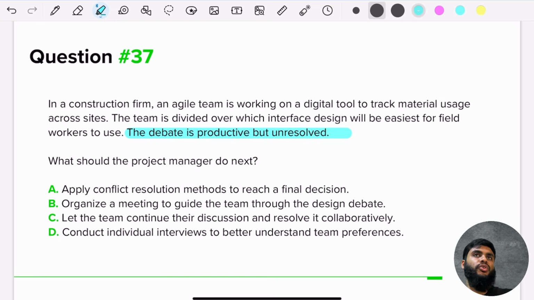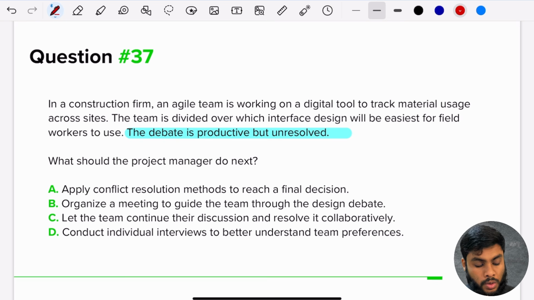So they're not fighting each other. They're not getting at each other. It's productive, but the situation has not been solved. What should the project manager do next? So we need to solve this problem. We need to figure out how we can get everyone on board. Apply conflict resolution methods to reach a final decision. We'll talk about this. Organize a meeting to guide the team through the design debate.